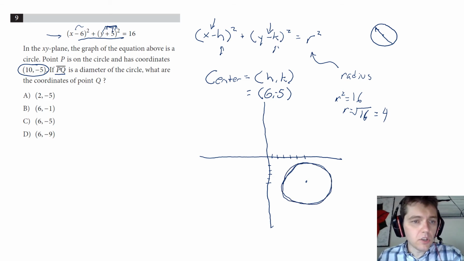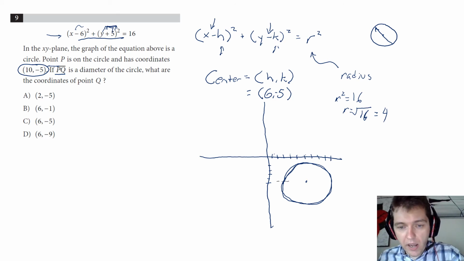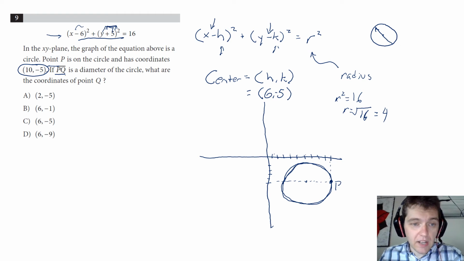Okay, so point P that they give you on the circle has coordinates 10, -5. So that means that you're already at 1, 2, 3, 4, 5, 6, 7, 8, 9, 10. So 10 and -5. So it's on the same y as the center. So you have 10, -5. Here's point P. If PQ is the diameter of the circle, what are the coordinates of point Q? Remember, we are exactly on the opposite side of the circle.